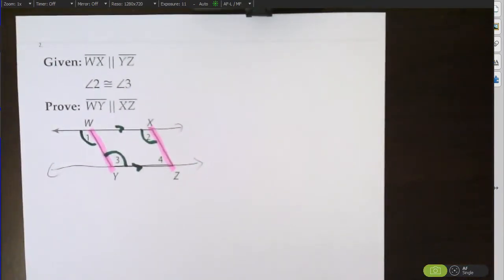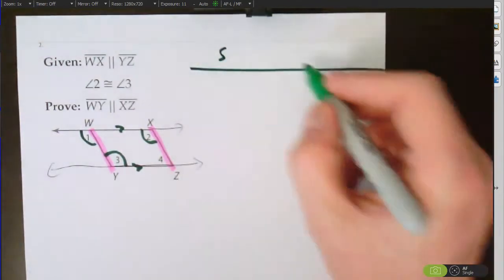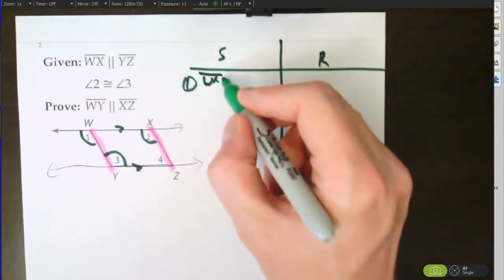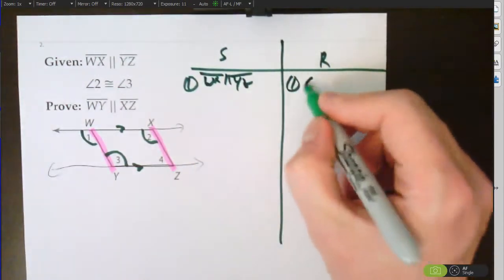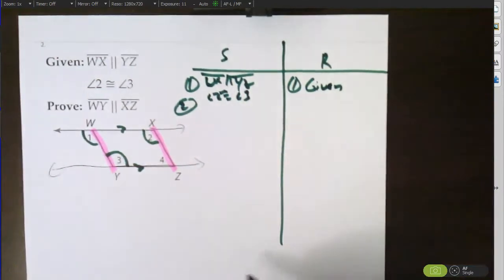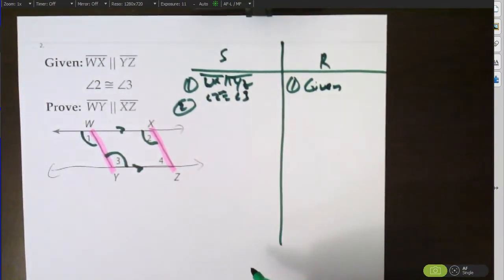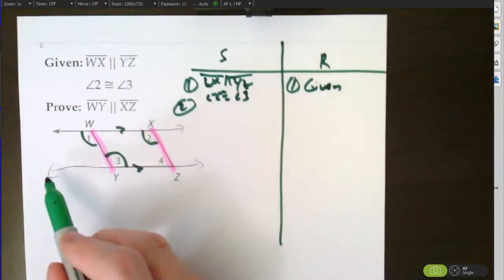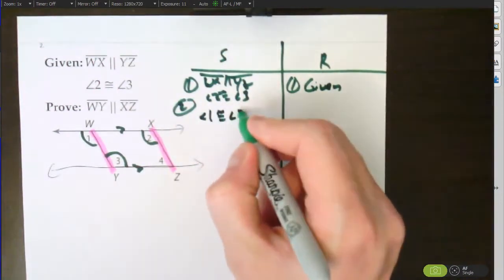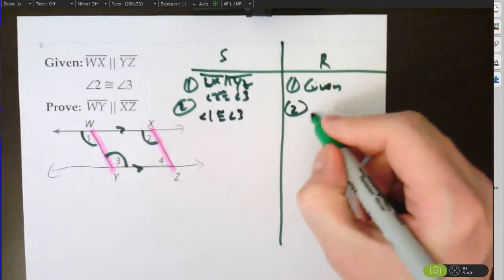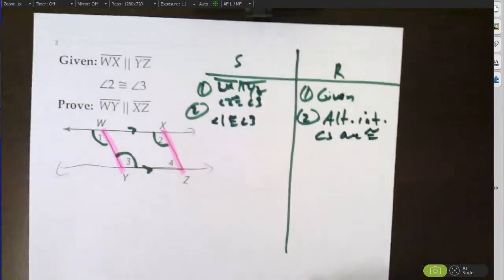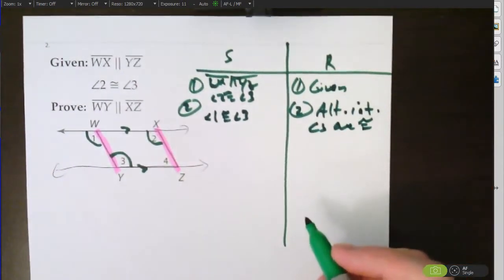And there's our proof. So again, let me do it as statements and reasons, because I unpacked a lot there really quickly. Step 1 is given: WX is parallel to YZ, and angle 2 is congruent to angle 3. I'm being really lazy about that. Our next step was this: since WX and YZ were parallel, WY is a transversal. Angle 1 is congruent to angle 3 because alternate interior angles are congruent if the lines are parallel.